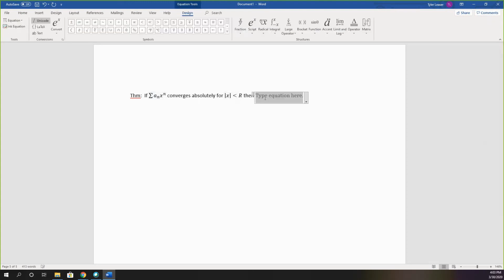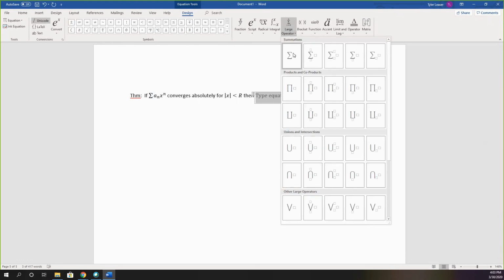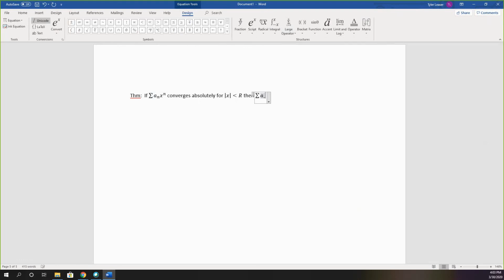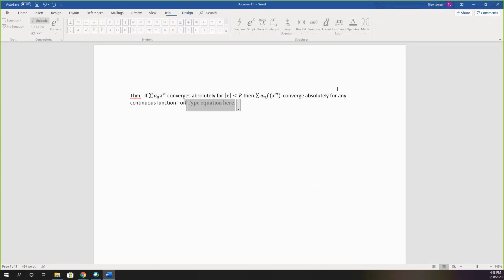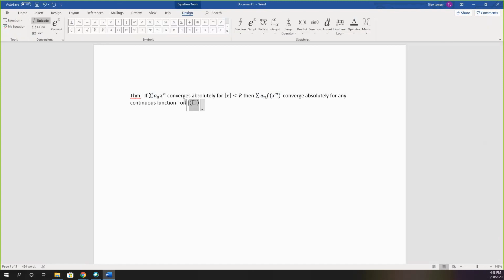Then you also get another power series that you know converges. This would be the power series with a sub n's out in front and then x to the n inside of some function. This also would converge absolutely for any continuous function f. But we have to change the interval around a little bit. This would only converge on the interval where the absolute value of f of x is less than r.